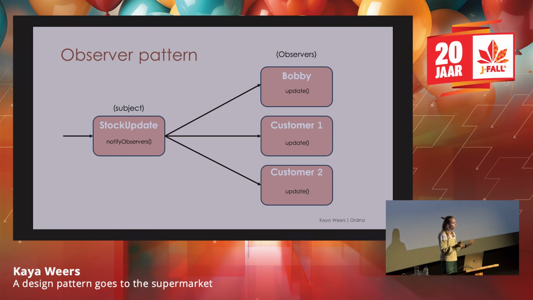So there's just a list of observers and it gets notified because all the observers have the same interface. So they all have the update method and they can just call it. And then the observers can choose for themselves what they want to do in that update method. Do they go directly to the supermarket, or maybe they write it on their to-do list? That's up to them, as long as they have that update method.